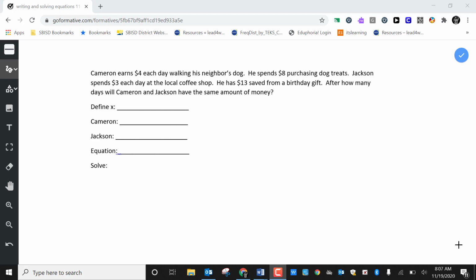Today we're going to be reading a situation and writing an equation that represents it and then solving that equation. So this is a review on writing equations. And so the first thing that we want to do is read the problem.